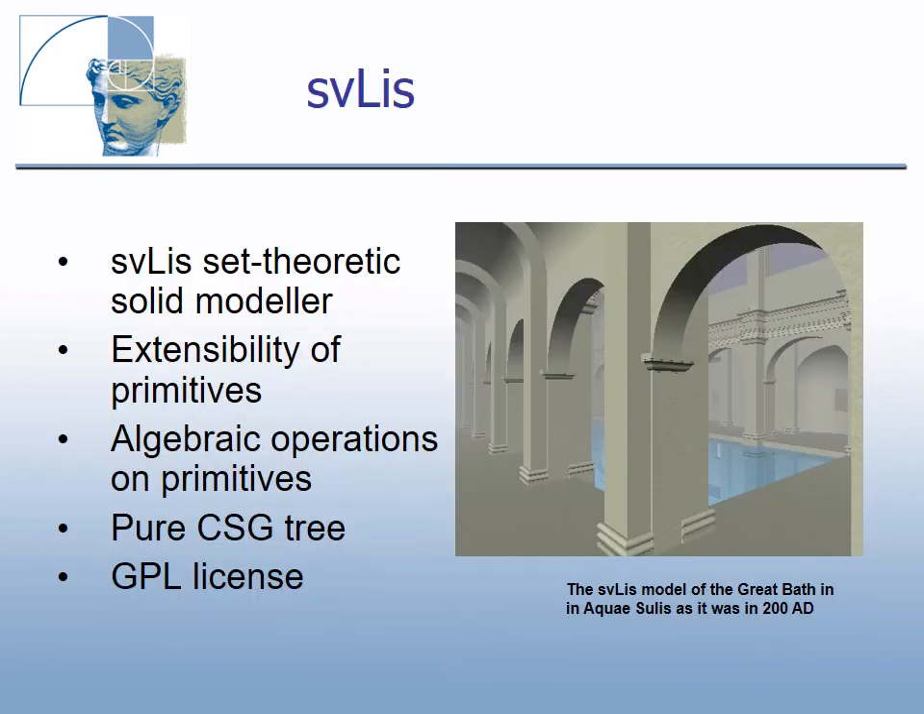CVLease is a modern set-theoretic solid modeler implemented as a library of C++ classes. Its feature is extensibility of primitives. Any primitive can be added with its defining function evaluation procedure. Algebraic operations are allowed on the level of primitives. Then, a pure CSG tree is constructed on thus defined new primitives. It is an open-source software under the GPL license.